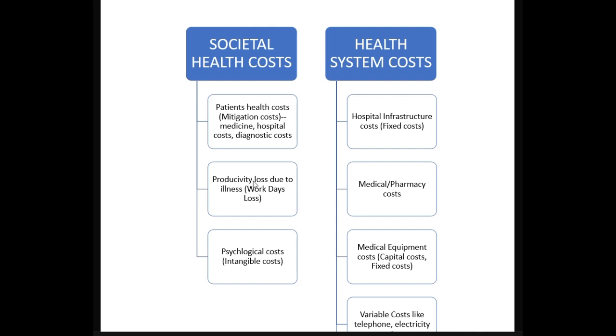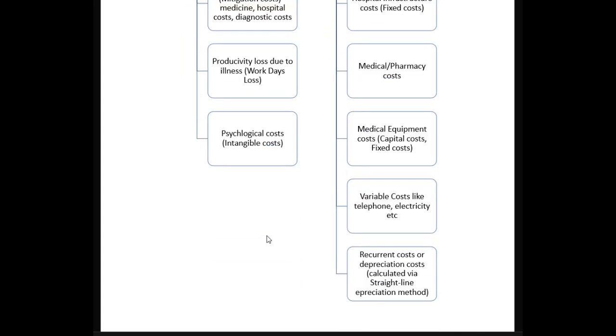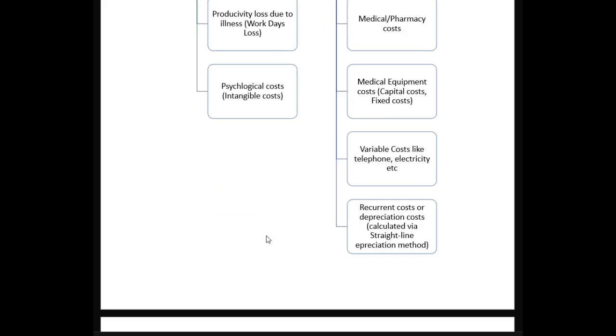Now the second is productivity loss due to illness, meaning work days lost. Suppose when you are ill and unable to go to work, there will be an economic loss, because maybe if you are absent for 3 days, the organization cuts 3 days of your salary, right? Or if you are running a business and you are unable to go to your shop or company, and there is a business loss, it is a productivity loss. And third is psychological costs, meaning intangible costs. These are mostly evaluated through open-ended interviews with the patient or a person.